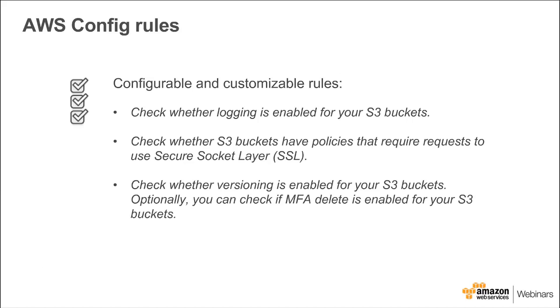AWS Config has a number of rules out of the box that help you enforce best practices and detect any misconfigurations to your resources. With regards to S3, we offer some of the rules out of the box, for example, to check whether logging is enabled for your S3 buckets, to check whether S3 buckets have policies that require requests to use SSL, and also to check whether versioning is enabled on your S3 buckets.